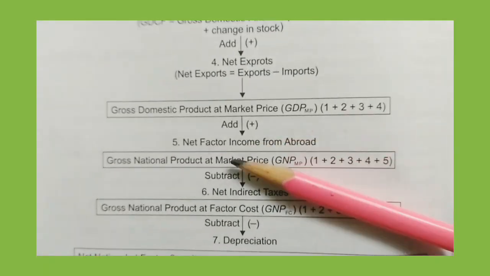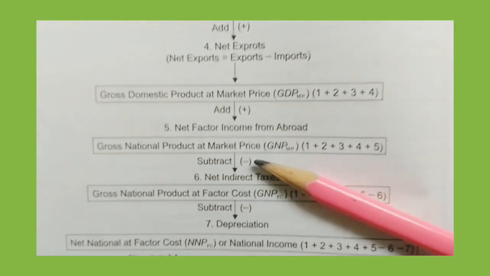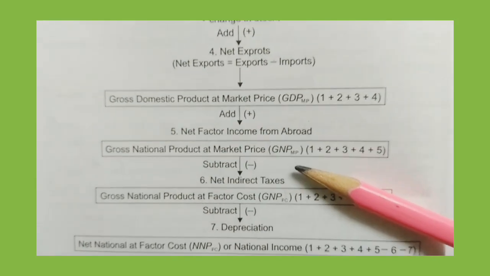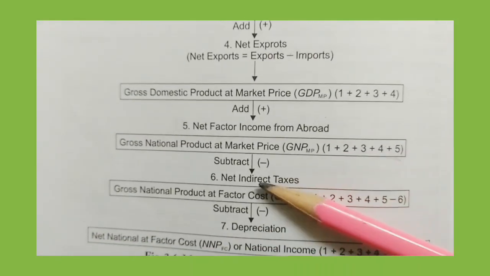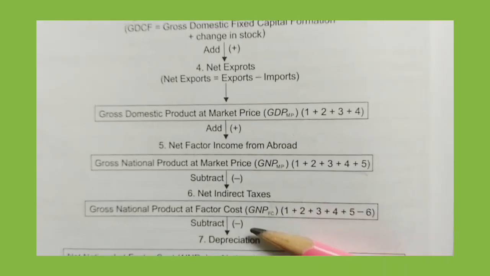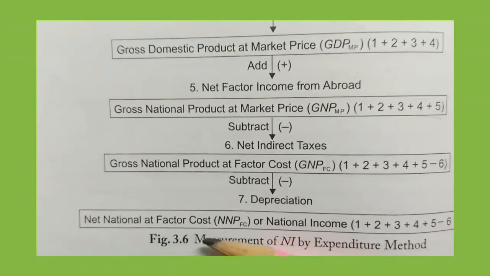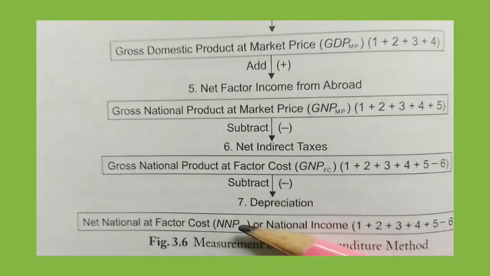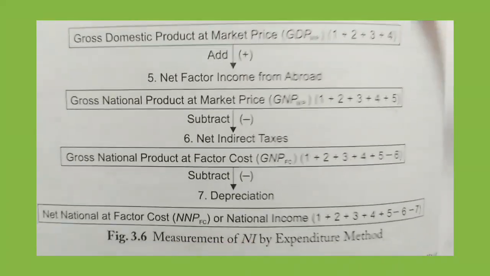If we add net factor income from abroad, we obtain the gross national product at market price, GNP at market price. If we subtract the net indirect tax, we get the gross national product at factor cost. Again, if we subtract the depreciation, we obtain the net national product at factor cost, that is national income, by the expenditure method.